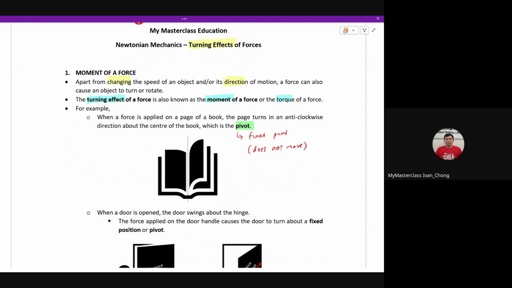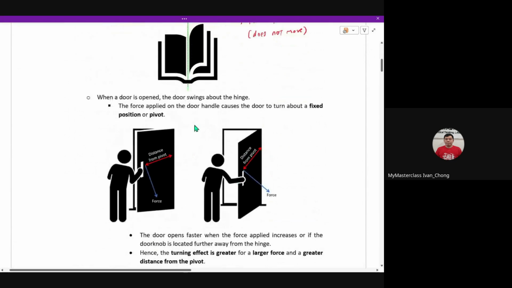Which part is the pivot that doesn't move? It is the spine of the book. This part of the book doesn't move when you flip your page. For example, with a worksheet, the staple doesn't move, so the staple is considered the pivot. Do take note. Over here, when you open the door, where is the hinge, or the pivot? Your pivot will be somewhere along the side of the door.